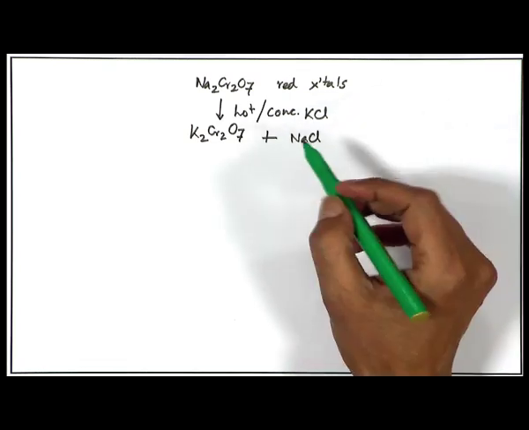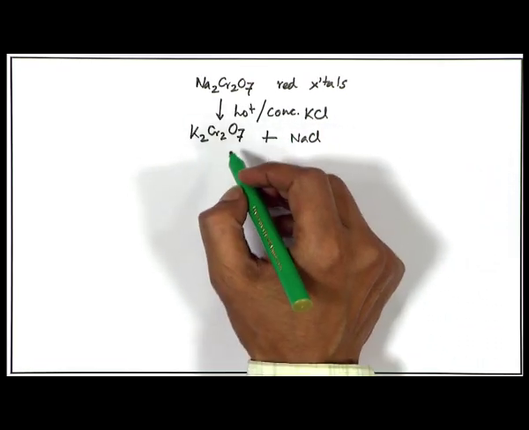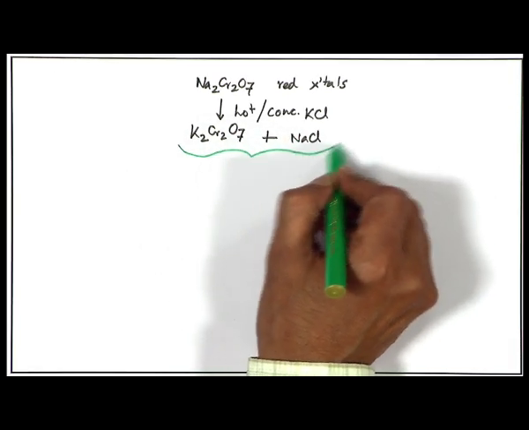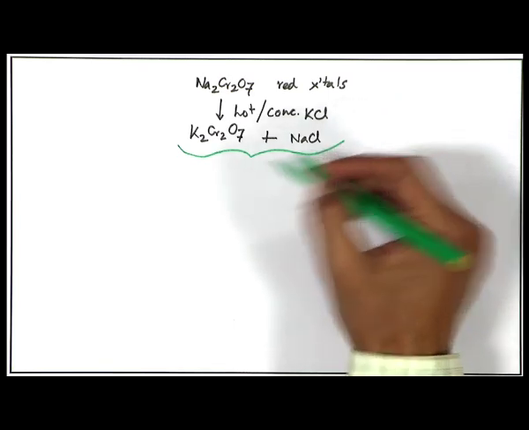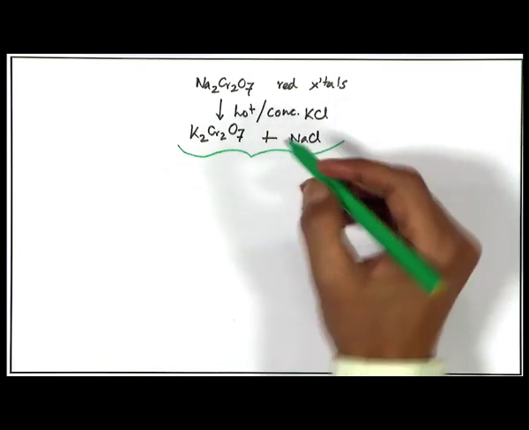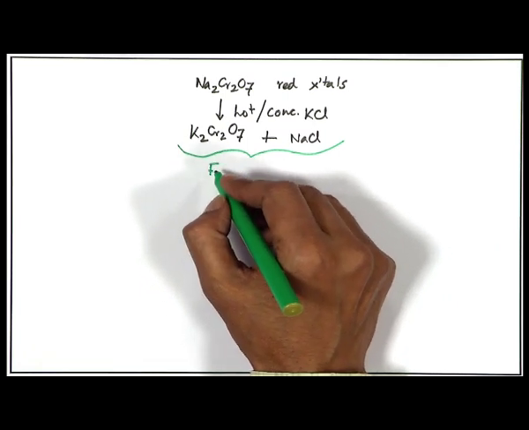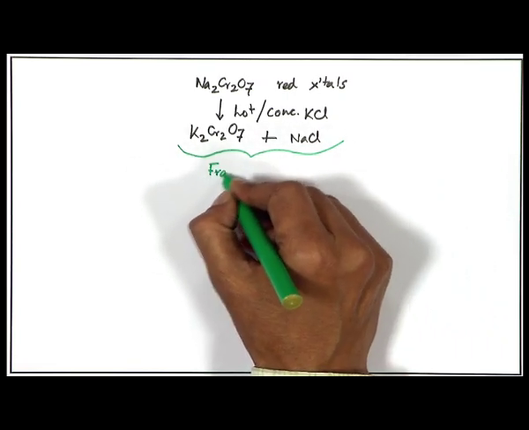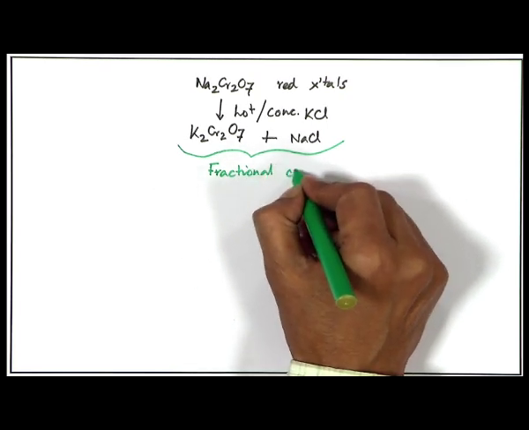Then for the separation we follow the solubility differences between potassium dichromate and sodium chloride, that is, what is crystallized from there. Sodium chloride will first crystallize and then the potassium dichromate, which is formed by using that particular technique. For the separation we basically go for fractional crystallization.